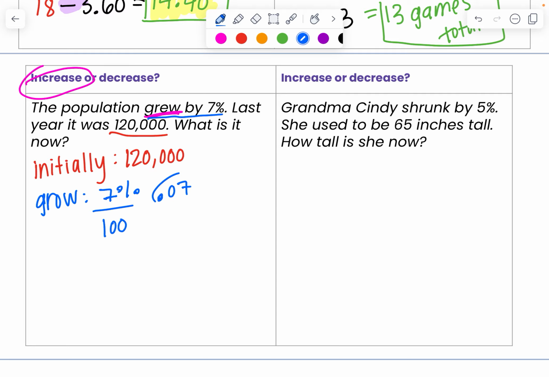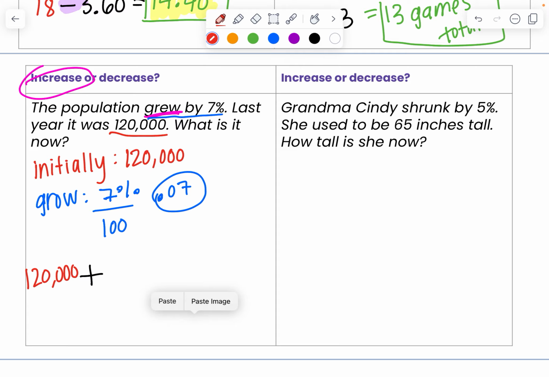And if the population, the initial amount, is growing by 7%, is that addition or is that subtraction? Right, it's going to be growing, so it's going to be addition. I'm going to start off with how much I had originally, 120,000, and I'm going to need to add that 7%. But oops, I forgot to find the 7%. Hold up, wait a minute. Let me just move this down here for a second. I need to find that amount.